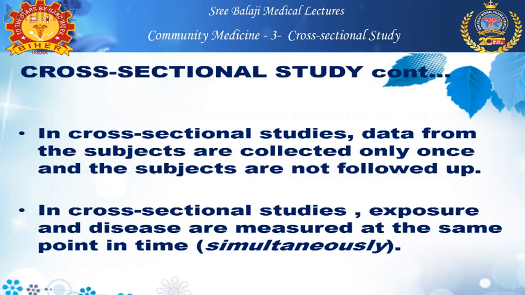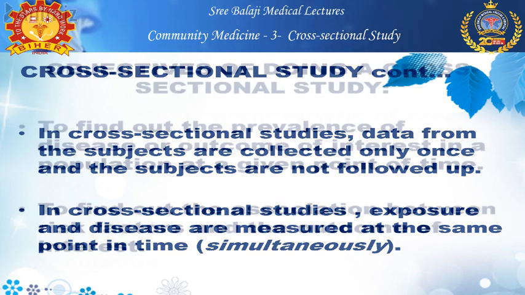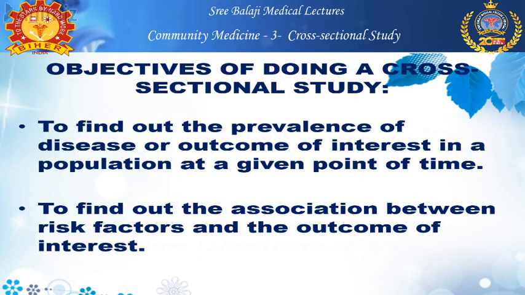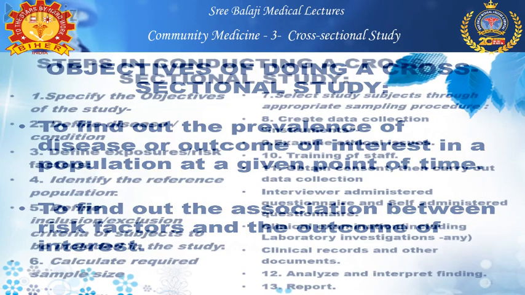In cross-sectional studies, data from the subjects are collected only once and the subjects are not followed up. In cross-sectional studies, both the exposure and the disease are measured at the same point in time, simultaneously. Objectives of doing a cross-sectional study: to find out the prevalence of disease or outcome of interest in a population at a given point of time, to find out the association between risk factors and outcome of interest.